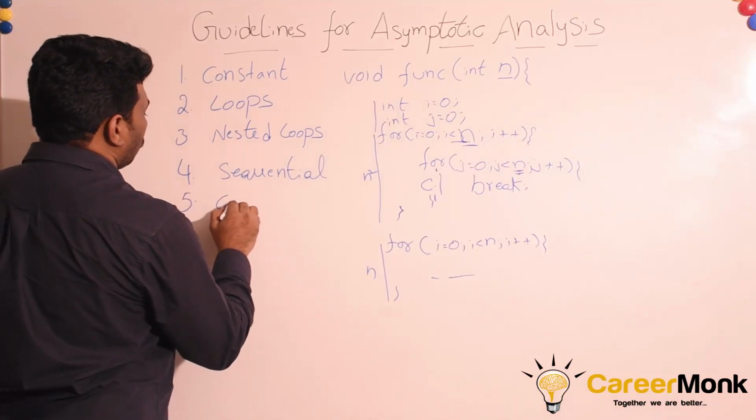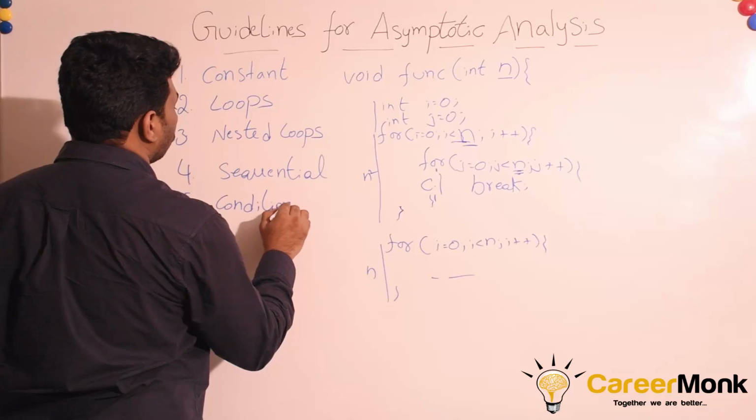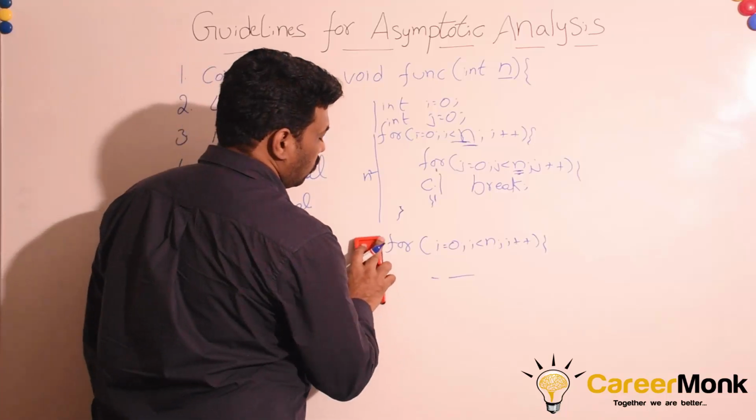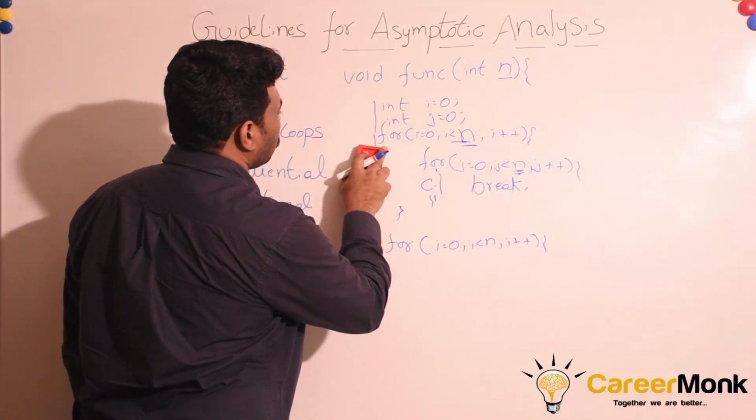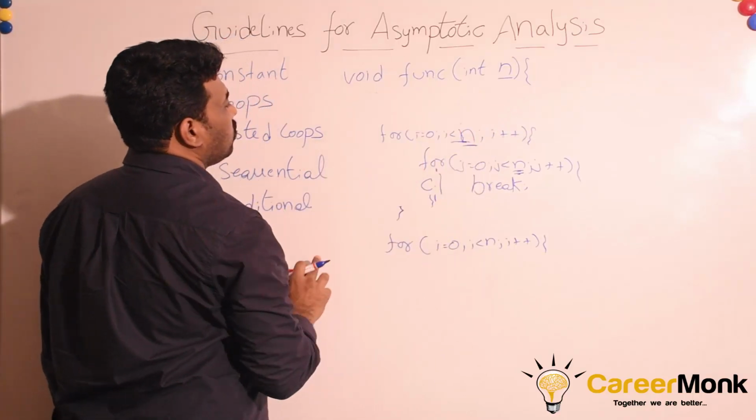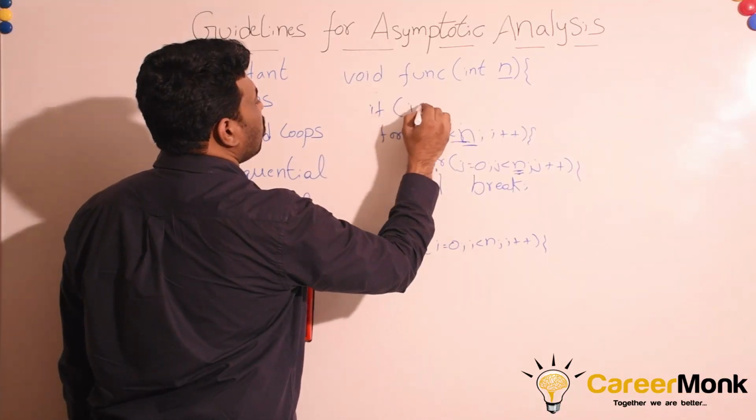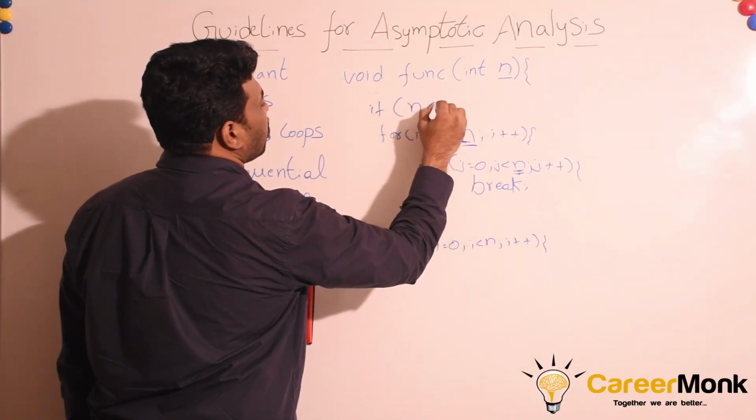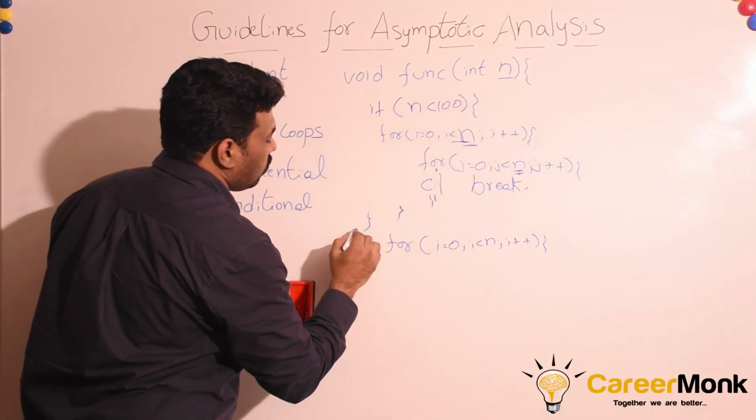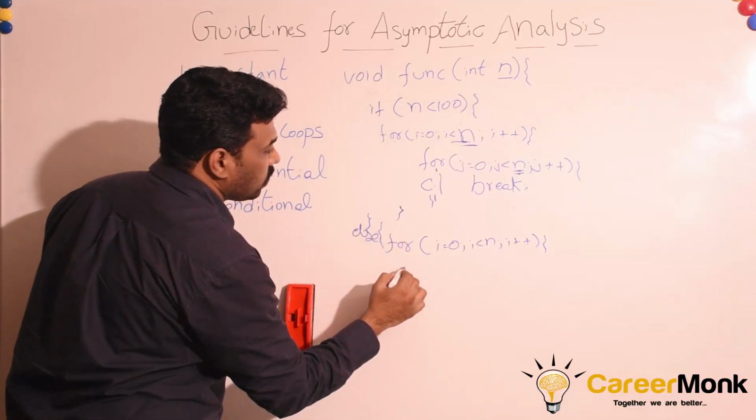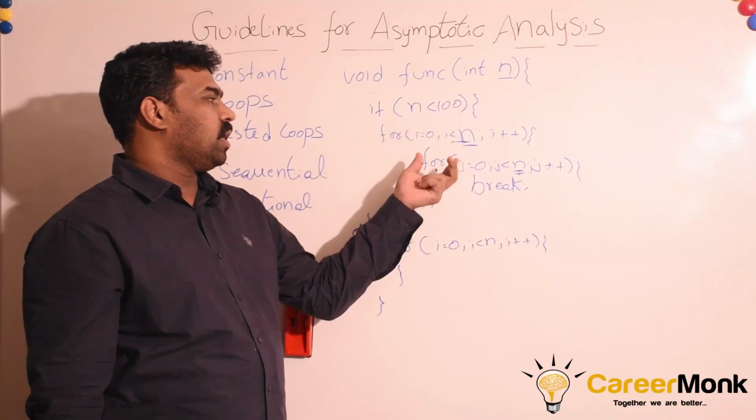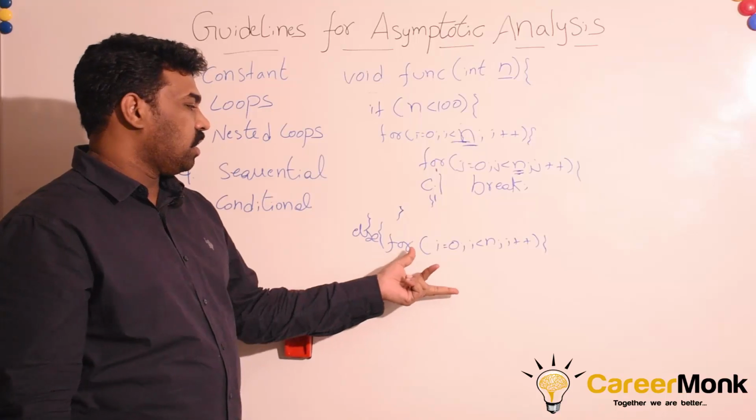Now let us see the conditional one. Let me make a small change to this function or code. For simplicity, let us ignore this constant. If n is less than 100, let us say you are executing this if part, else we are executing the else part. So for the input n is less than 100, we are going to execute this block. If it is greater than 100, we are going to execute the else part.